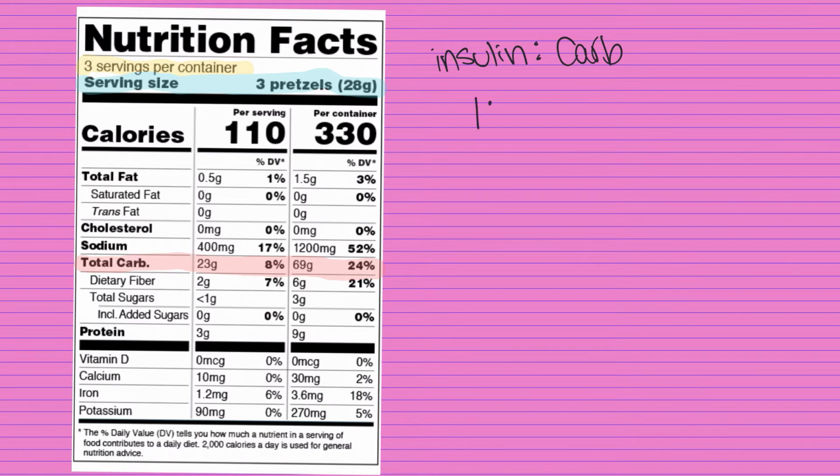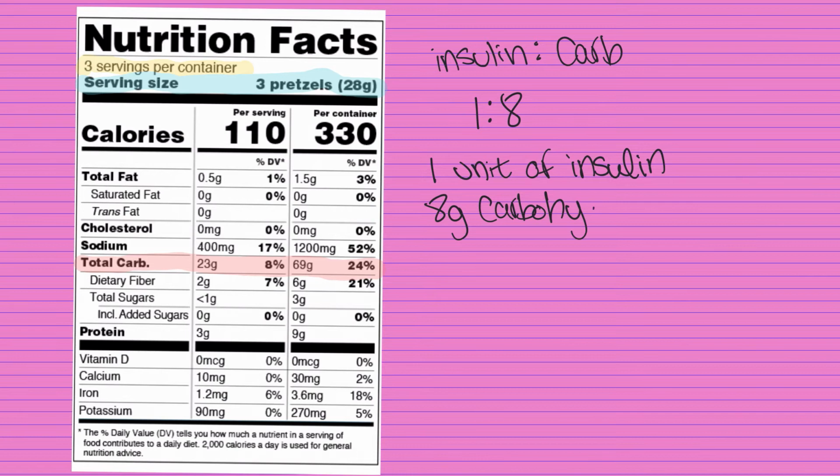So let's say that our provider, endocrinologist, decided that our insulin to carb ratio we're going to start with is 1 to 8. So this means that I need 1 unit of insulin to cover 8 grams of carbohydrates. This does not mean that you have to eat 8 grams of carbohydrates forever, and that's all you get.